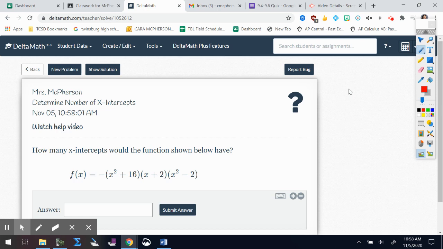All right, here's our final 5.2 video, and it is focusing on how we can look at an equation and know how many x-intercepts it has without actually grabbing a calculator. Although you are always welcome to graph this on a graphing calculator or Desmos if you need to, I just want to show you a shortcut.